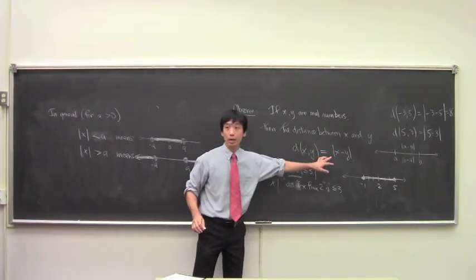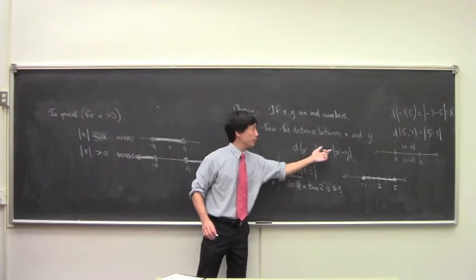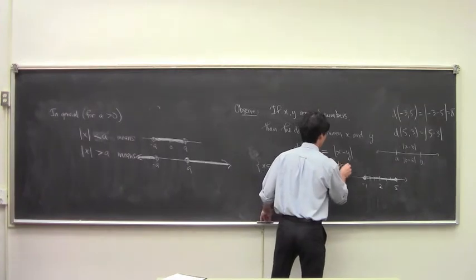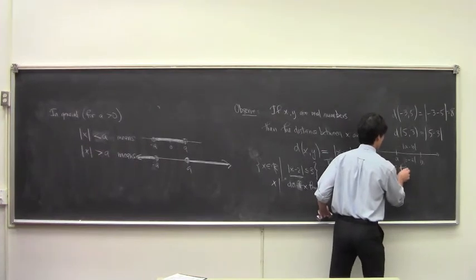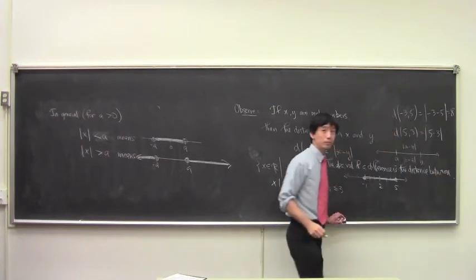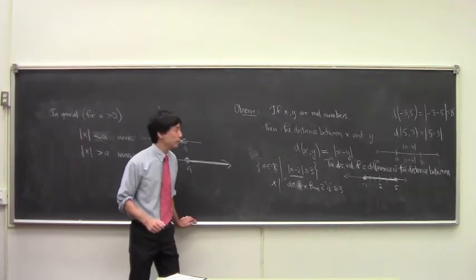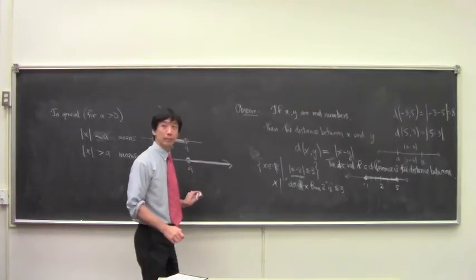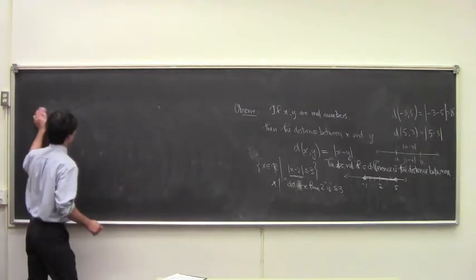So this is a very useful interpretation of the absolute value. To think of the absolute value of a difference, I'm going to write it in English: the absolute value of a difference is the distance between the two points. The absolute value of the difference is the distance between those two points. I actually like to think of things in this way.